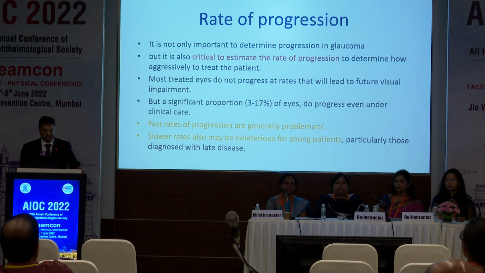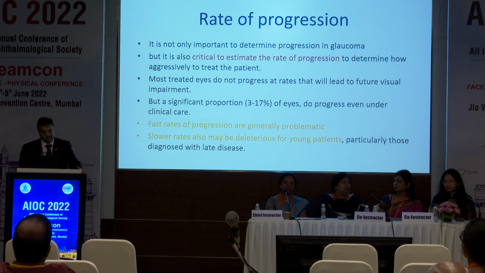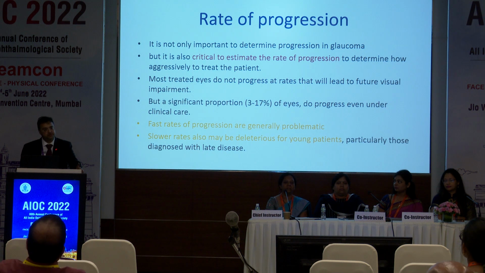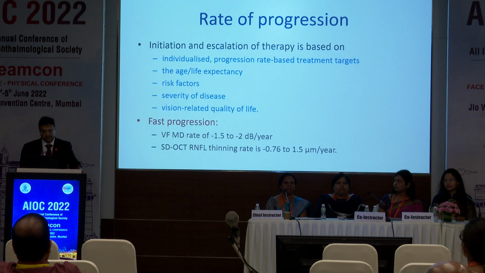There is something called a fast rate of progression, which is generally problematic. But a slower rate of progression can also be problematic if it is seen in young patients, and particularly in a young patient who is diagnosed with late disease. So in this patient, even slow progression is going to be very important. So when to escalate therapy is based on individualized progression rate-based treatment targets, the age and the life expectancy of the patient, the associated risk factors like severity of the disease, and the vision-related quality of life.